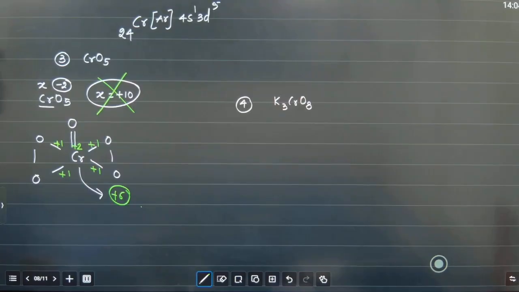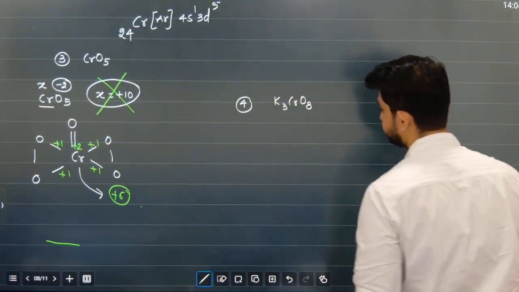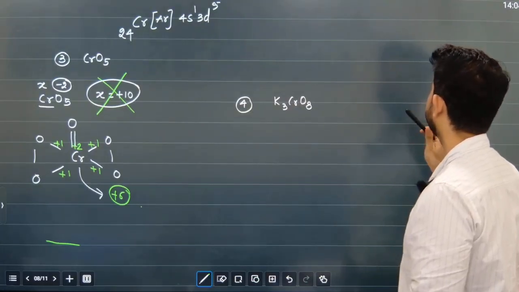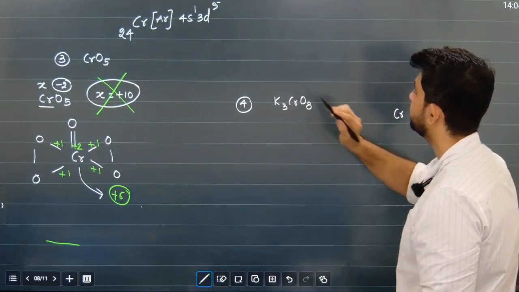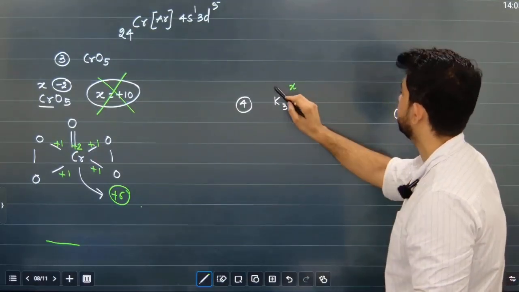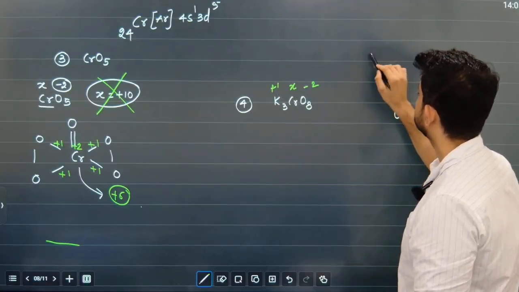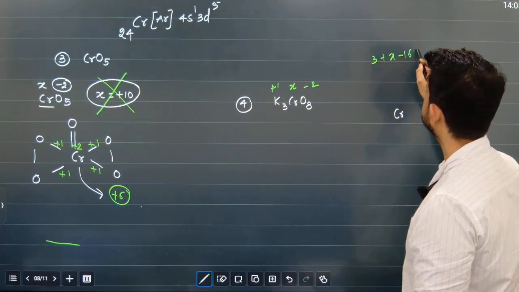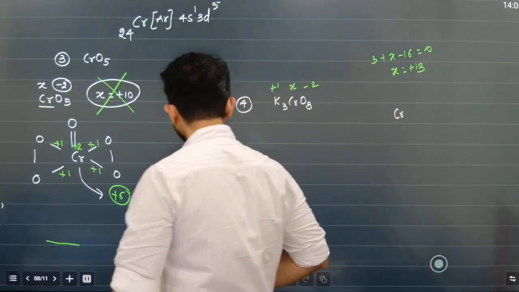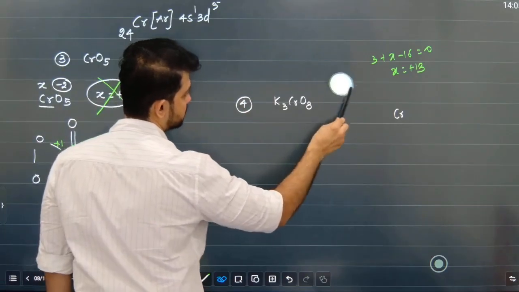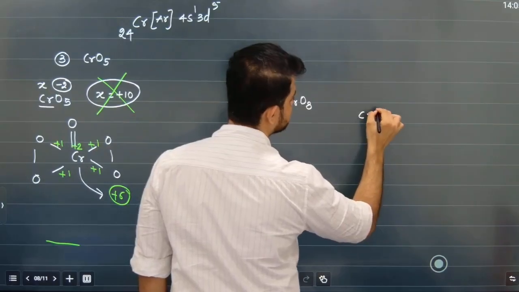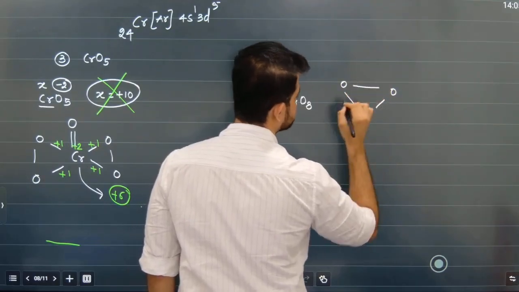Similarly, if I look at CrO8, I want students यहाँ पे आप direct method से भी try करना. If you try direct method से, we will get the charge on chromium as, let's say that be x. ये है +1, ये है -2. So 3 + x - 16 is equal to 0. x आ जाएगा +13. And we know that students +13 तो possible ही नहीं है, and hence when we try to understand the structure looks like this.